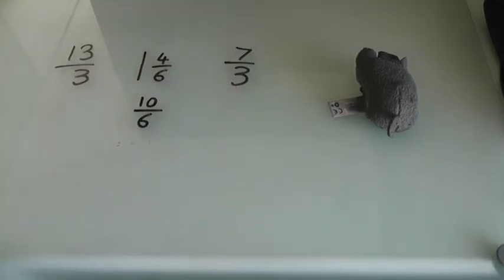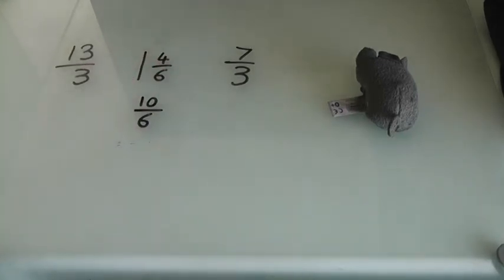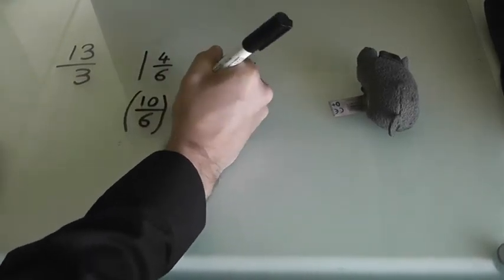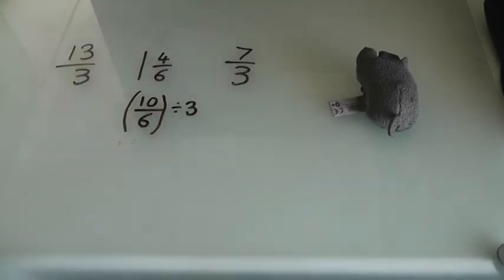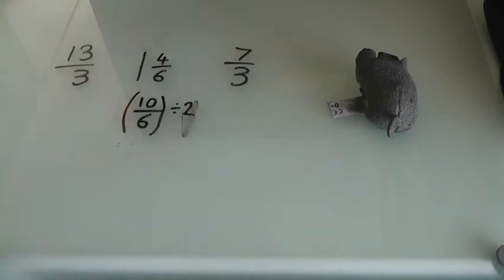Now what do we need to do to compare the fractions? We can either times these two fractions to get a 6 on the bottom, or what could we do to this fraction to get 3 on the bottom? Yeah, fantastic. We can divide this one by 2 to give us 3 on the bottom.